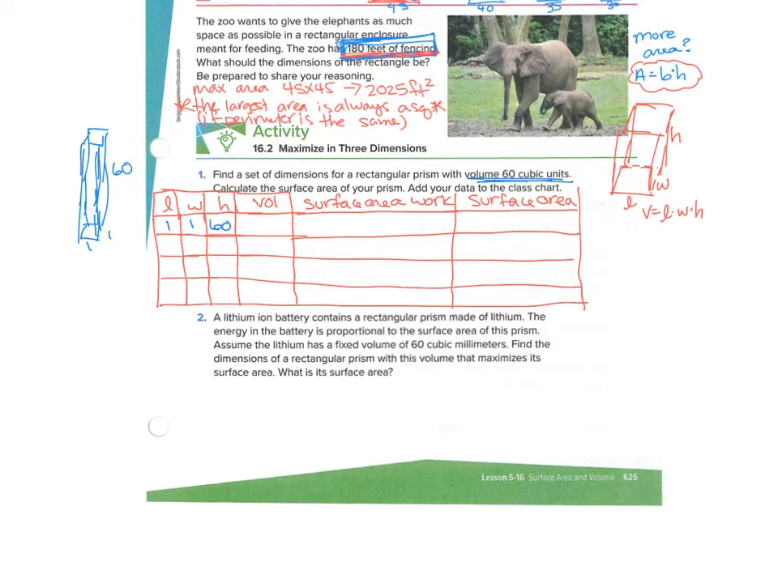So if it's 1 by 1 by 60, when I multiply 1 times 1 times 60, I would get 60 units cubed, whatever my units are. So then let's also consider something that's kind of like a cereal box. It's kind of wide in front. It's got a very small side, and it's taller. Something like 6 by 1 by 10. And I picked those numbers because 6 times 1 times 10 is 60 units cubed. That's my volume. My volume is supposed to be 60.